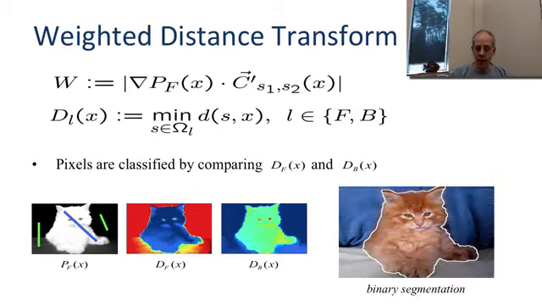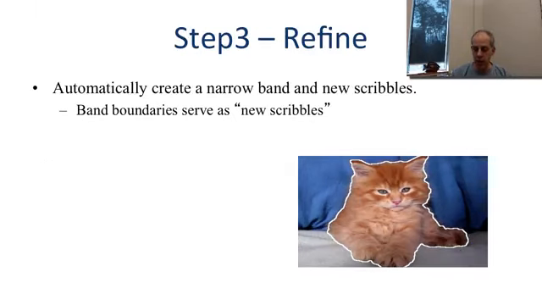Once you have done that for every pixel, basically you draw the boundary of the probability of being background or foreground, and you get your very, very nice segmentation. Relatively simple algorithm. Now we can do a bit more. This was based on scribbles that were marked somewhere.